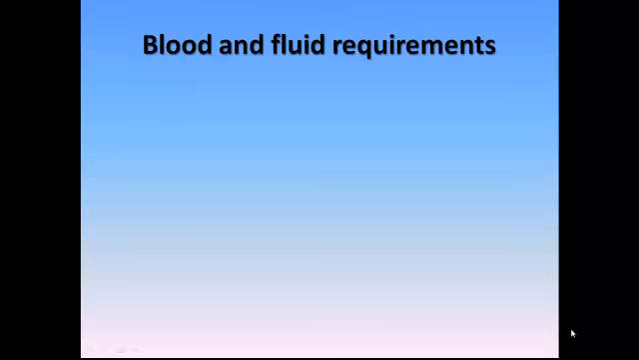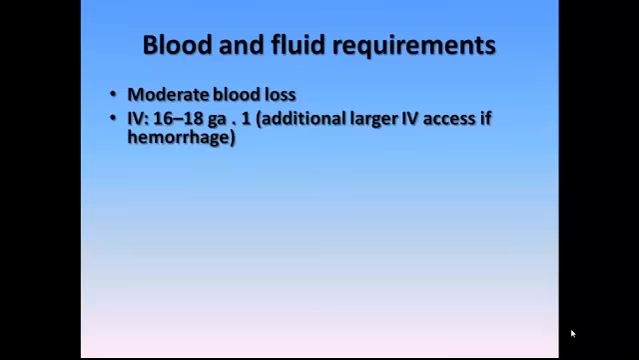Now, talking about the anesthesia in cesarean section, we should understand some facts about cesarean section itself. These facts would help us to estimate and give the proper amount of fluid and blood if needed. This operation usually has a moderate blood loss, so a large IV cannula should be secured. Another large IV access should be ready if hemorrhage occurs.